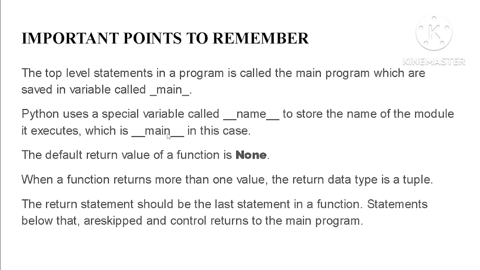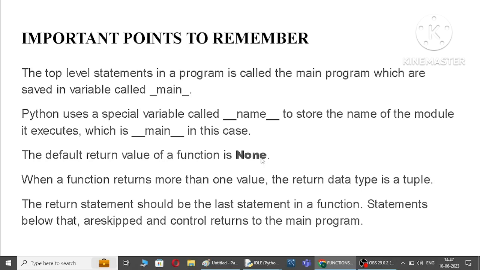Okay. You may be asked about these two in 1-mark questions. You have to remember: Python uses a special variable called __name__ to store this name. What does this name contain? This __main__ is the set of lines which are going to get executed first. Then, I told you, the default return value of a function is None.